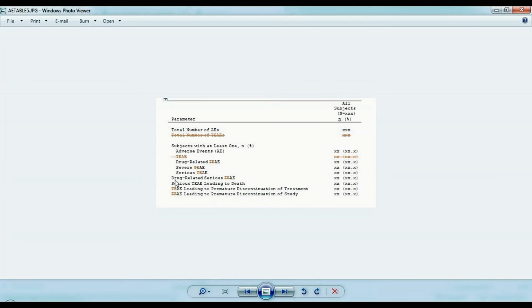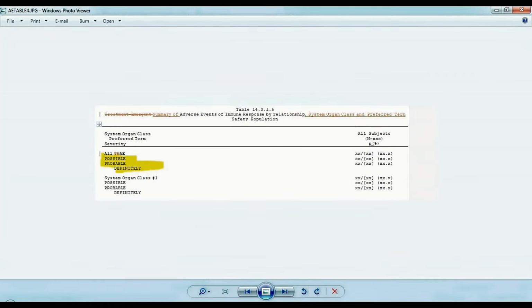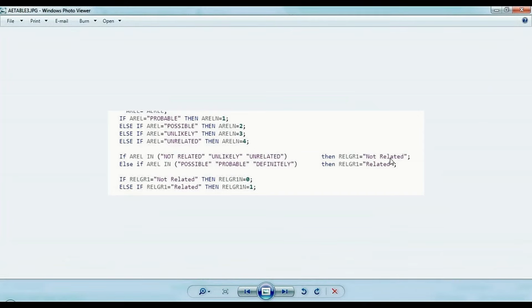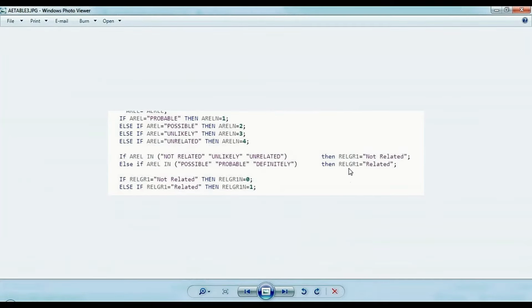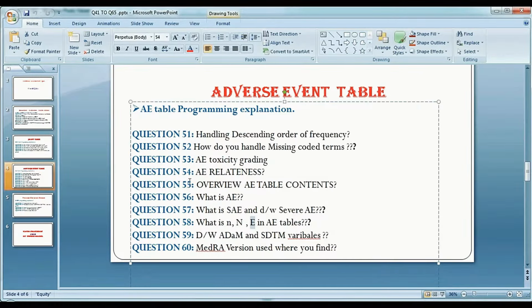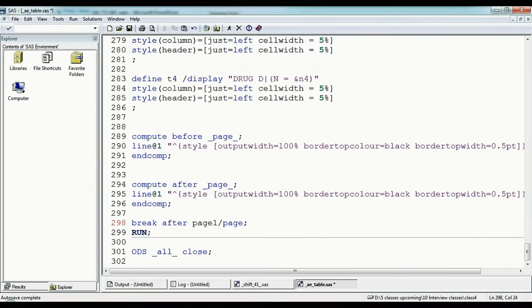Here you can see the line drug related serious adverse event. If you have not done this one, not related or related, you can't do this line, drug related, whether it is drug related or not. So you have to find the subject count. If you write the code, if you categorize the code, or if you develop this REL GR1 variable, you can give any name, but here as per the standard I am giving it as a REL group, so not related and related. Okay, so how to handle the descending frequency, I'll show you.